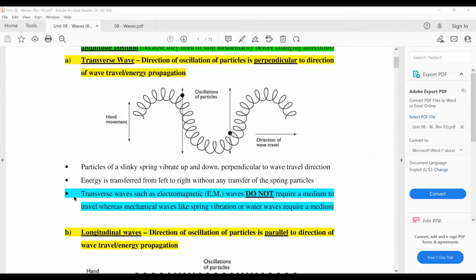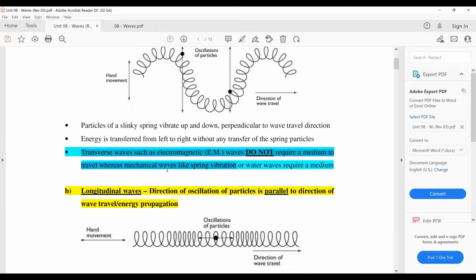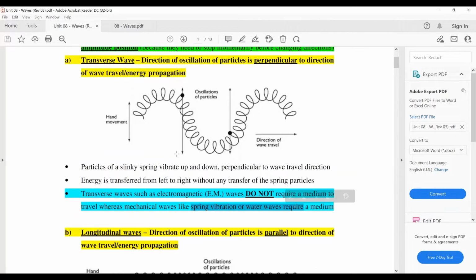And then one special thing about transverse wave is this. Transverse waves such as electromagnetic waves do not require a medium to travel, whereas other transverse waves like mechanical waves such as a spring vibration or water waves, they all require a medium. Okay, so transverse wave does not necessarily need a medium. There are some examples that do not need a medium, such as EM wave. There are some examples that need a medium, such as spring vibration or water waves. Okay, so this is transverse wave.